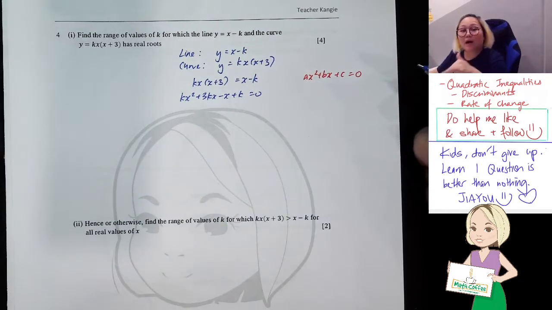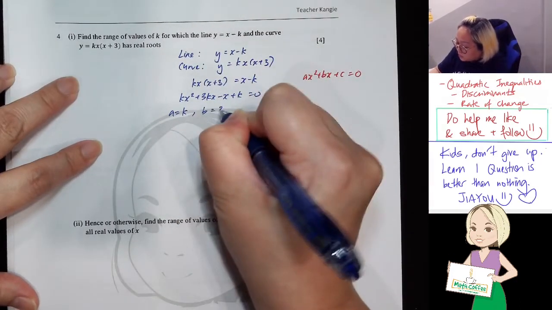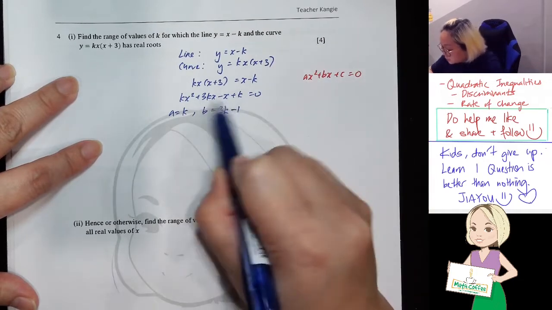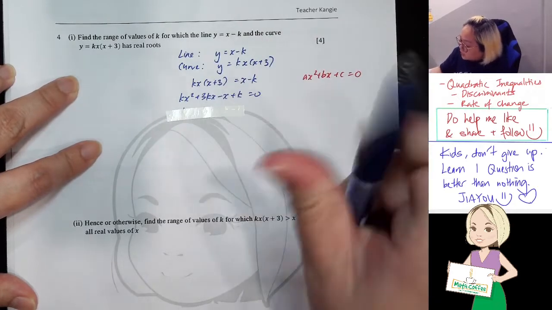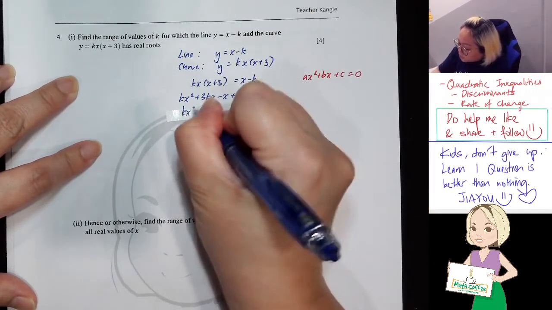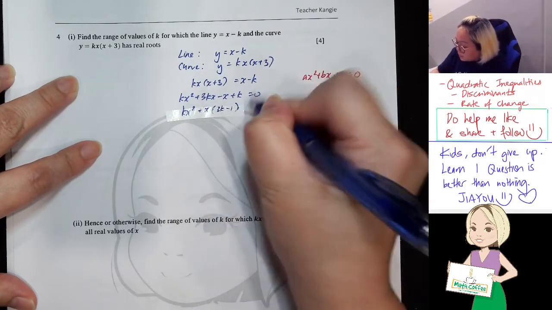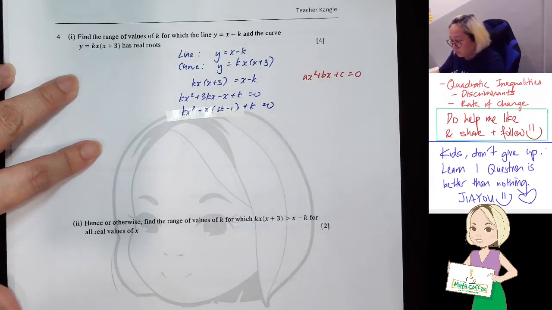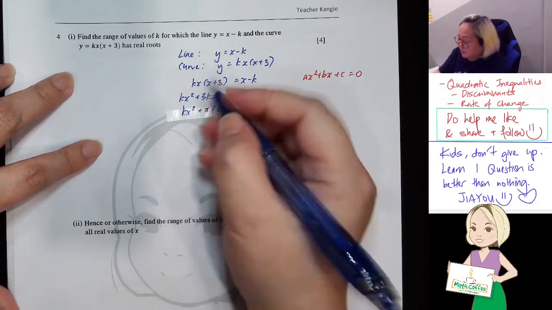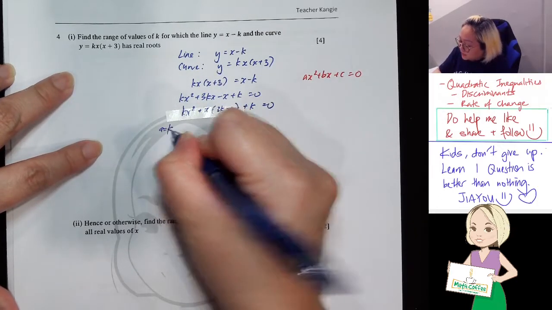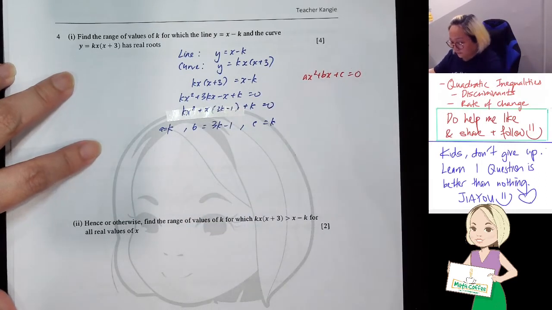Then same thing, label out your a, b, c. So your a is equal to k, your b is equal to 3k minus 1. Maybe I show you why it's 3k minus 1. What I usually do is, for kx squared, I take out common factor x. So you see that you have (3k minus 1) x, then plus k equals 0. Then it's easier to see what your b is. b is the coefficient of x. So my a is k, my b is 3k minus 1, my c is k.